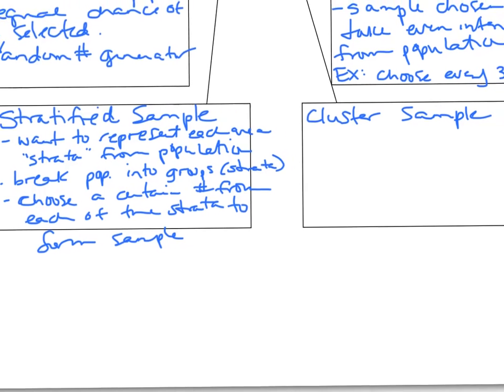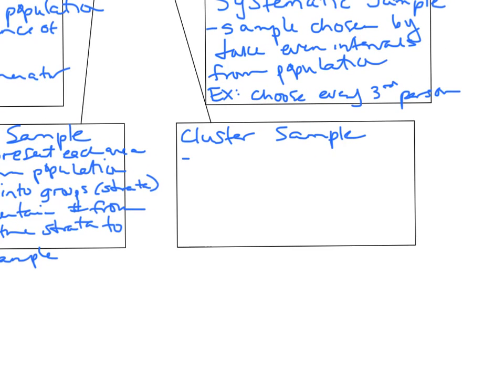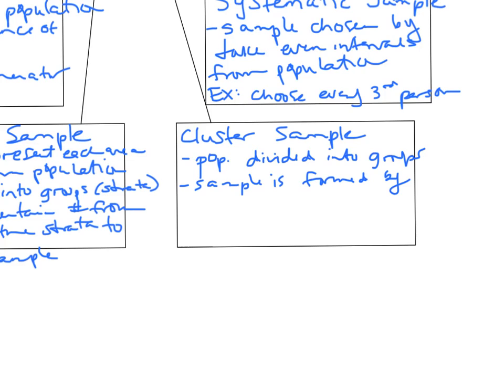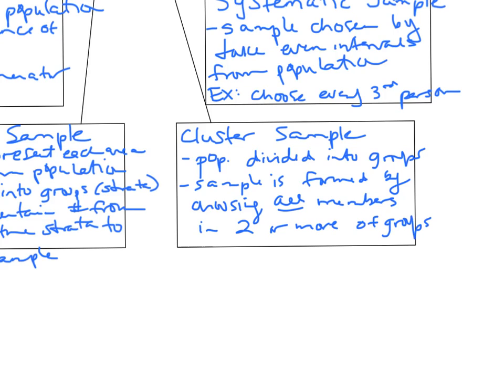Okay, versus cluster. The cluster is where the population, again, is divided into groups, and the sample is formed by choosing all the members, see, that's the key word there, in two or more of the groups. Not all the groups, because then my sample really would be all my population. So I would take two or more, but not all of the groups. Okay, let me just put that, but not all. Because then I don't have a sample anymore. I have the whole population.